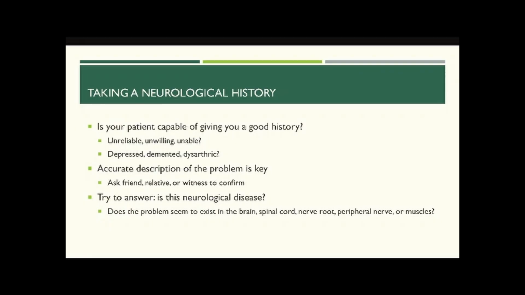So the question you want to find out: how did the event happen? What were the prodromal symptoms before they passed out? A witness may help. And then try to answer, is this a neurological disease? Is the problem with this patient the brain? Is it the spinal cord, peripheral nerve, neuromuscular junction, or the muscle? Those are the only things it could be, because that's where our nervous system comes into play. So figure it out. Where is the problem coming from?